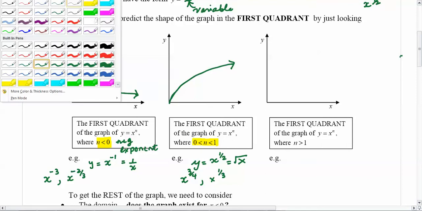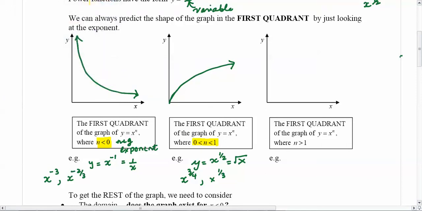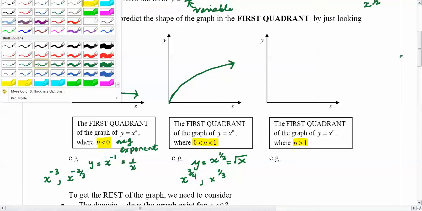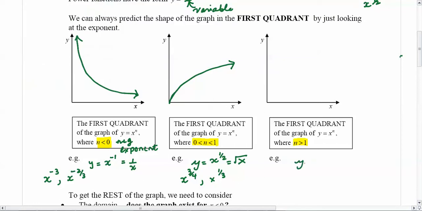And then the third case we look at is y equals x to the n, where n is bigger than 1, and a very familiar example is y equals x squared. The exponent's bigger than 1, and it looks like this in the first quadrant. It gets steeper as you go from left to right.